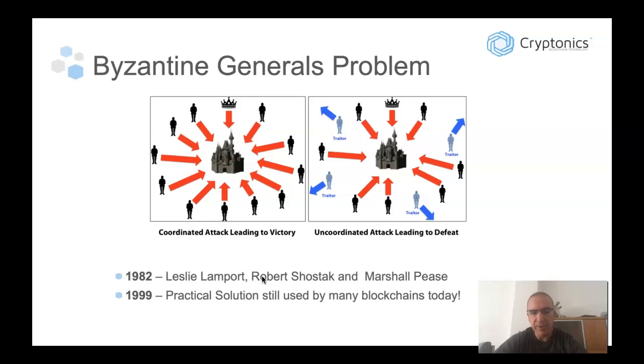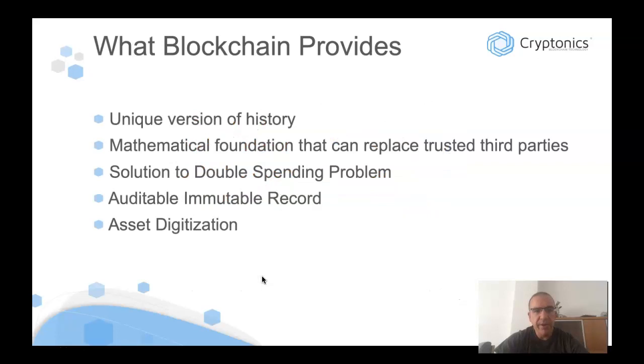I think that's important to realize. And another thing that people should realize is what the blockchain actually can do and what it provides. Because there's a lot of misinformation there, and there are some projects that assume certain properties of the blockchain, which is just not true. So the blockchain provides a unique version of history of transactions.